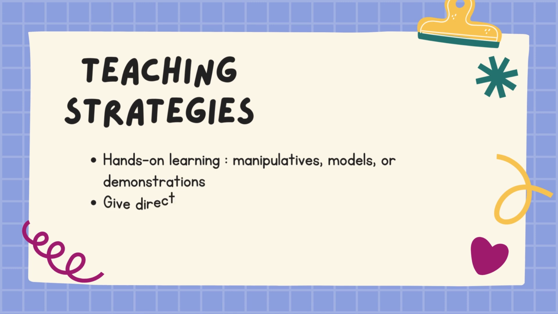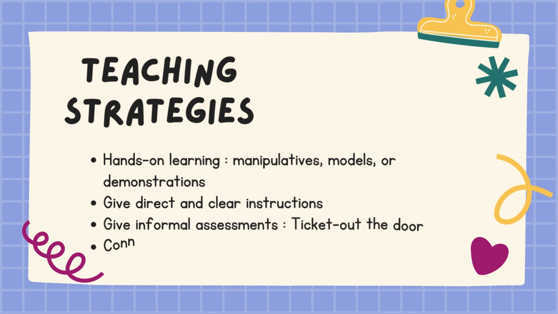Teaching strategies that I chose were hands-on learning, like manipulatives, modeling, or demonstrations. Whenever you are presenting hands-on learning to your students, they retain the information a lot more, and it's something that they just won't forget. And then give direct and clear instructions. So whenever you give direct and clear instructions, it just gives direct and clear outcomes, I think, in my opinion. If you're very clear and making the steps out, step by step, and students can follow that, then they're going to do that most of the time.